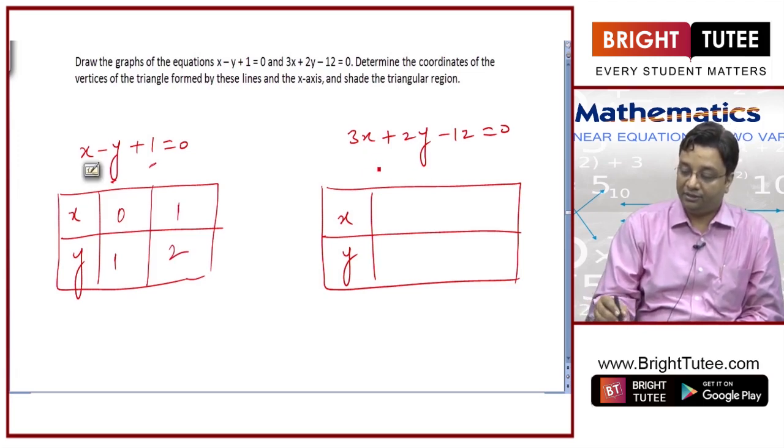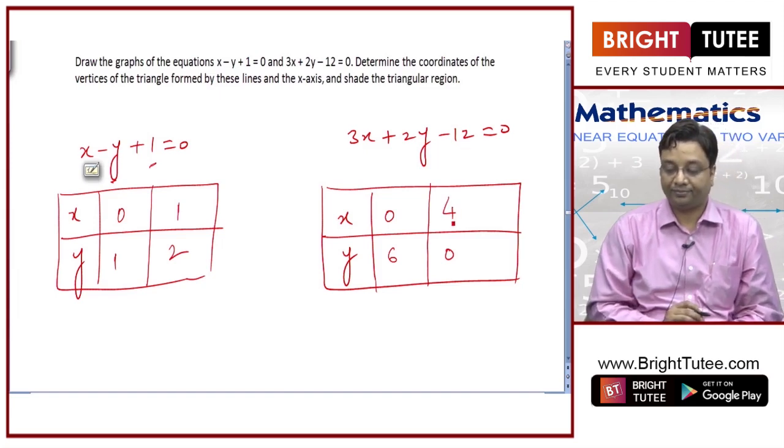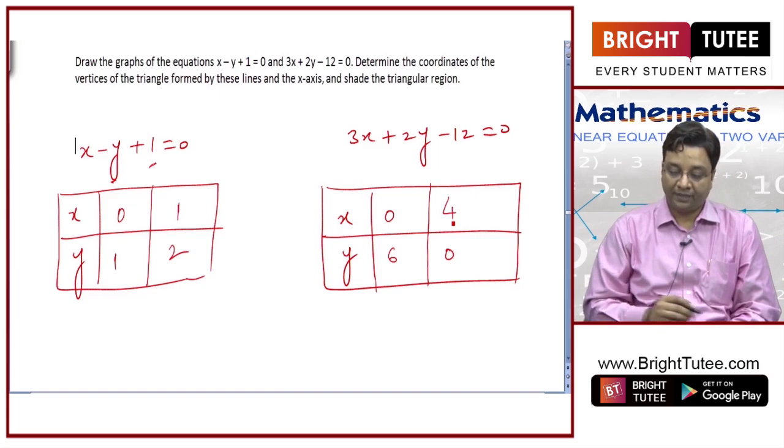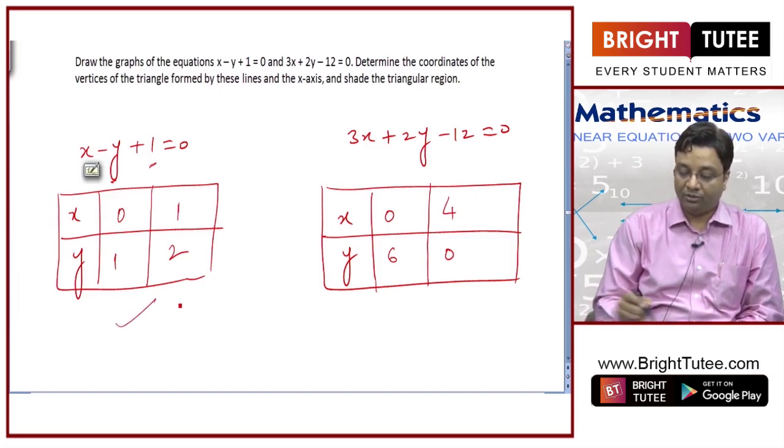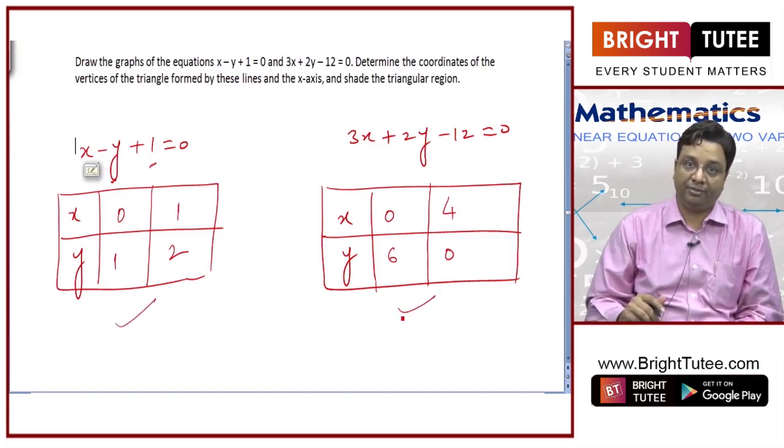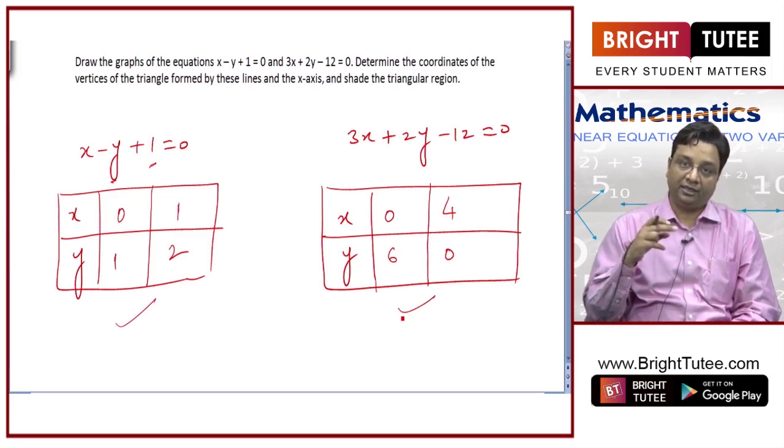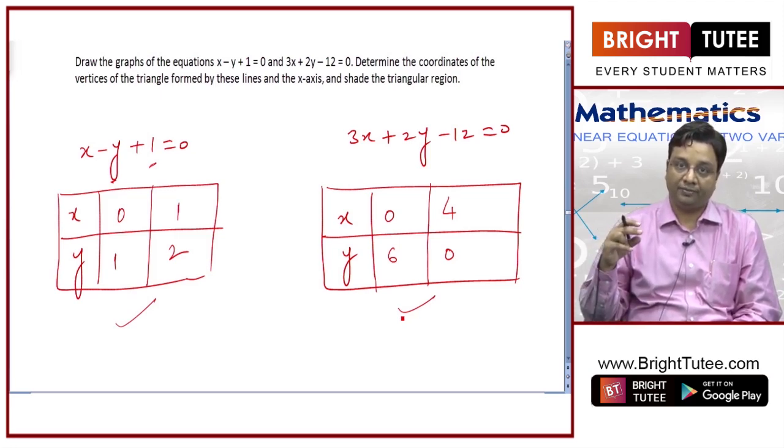Similarly, in this, if I put x equal to 0, 2y will be equal to 12, hence y will be equal to 6. If I put y equal to 0, then 3x will be equal to 12, hence x will be equal to 4. Okay. Now you need to draw these two lines on a graph paper and see what triangle is getting formed.